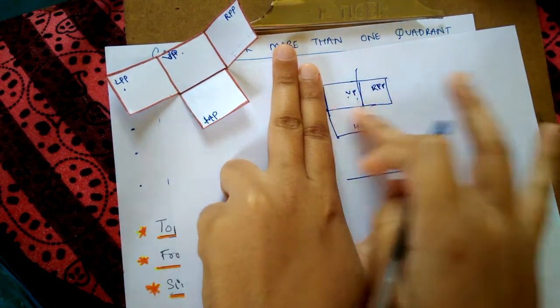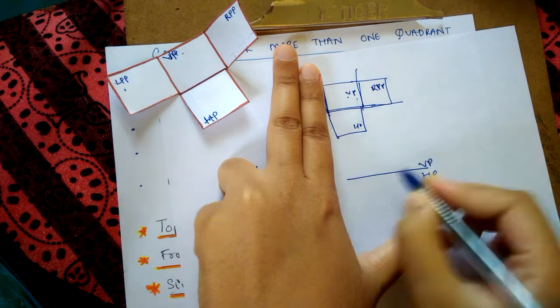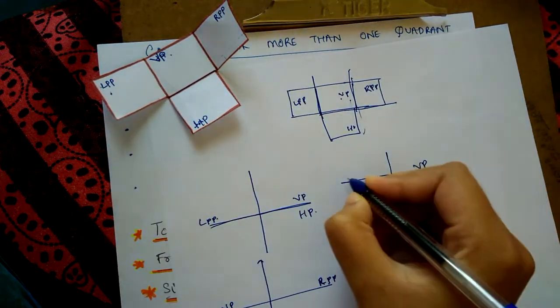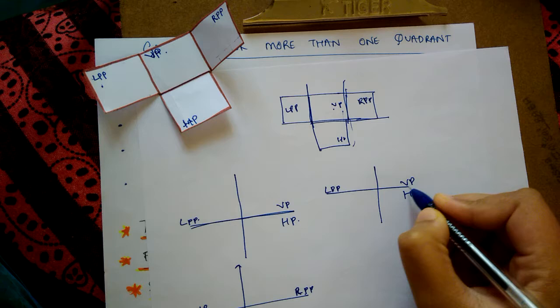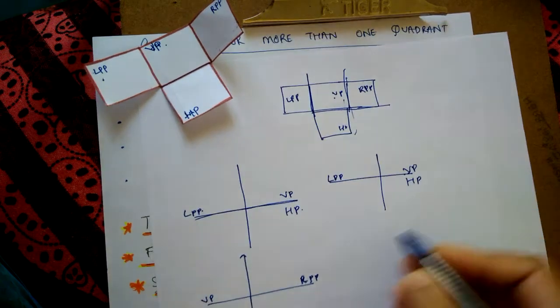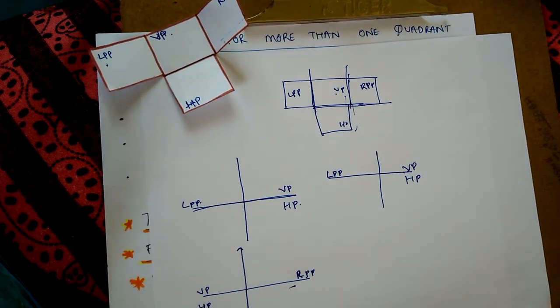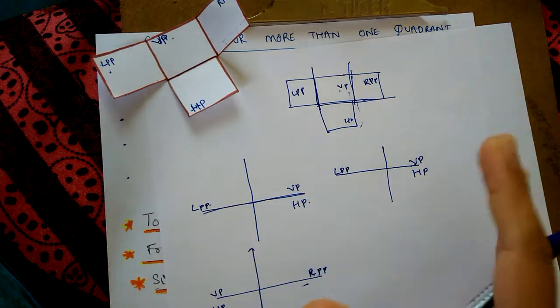How to draw this part is, you have a straight line and a perpendicular line. Since you have the left profile plane, left profile goes on this side, and for the right profile plane, I have shown you it should be drawn like this. So this is how it looks in the first quadrant.